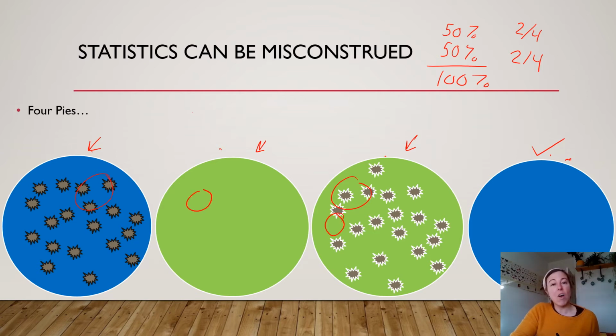But that is not considering overlap, that this pie has both of those things. So when I say half the pies have mold and half the pies have bugs, I'm not lying, but I'm purposely misleading my siblings. And this is how statistics are frequently used to misconstrue the facts.